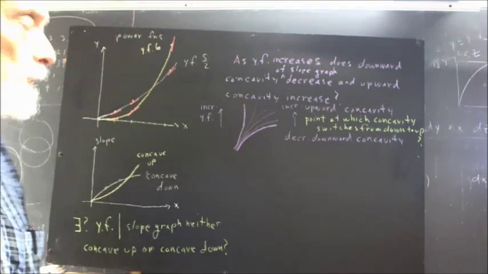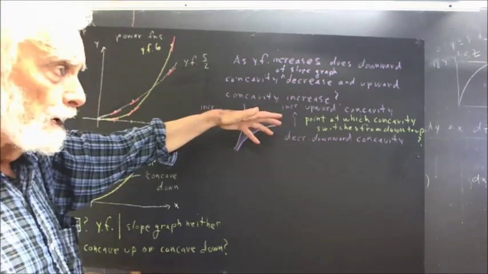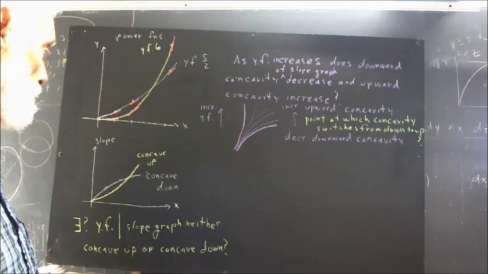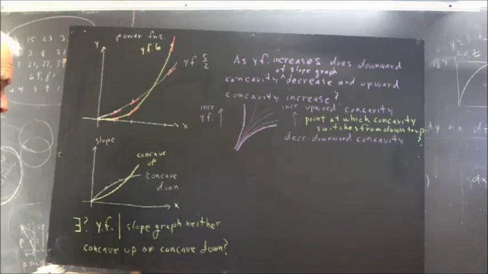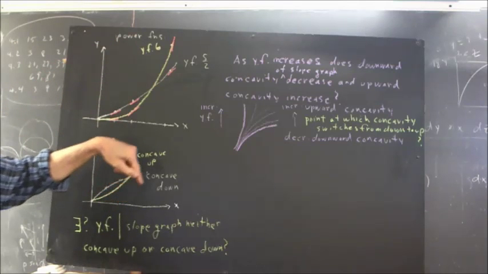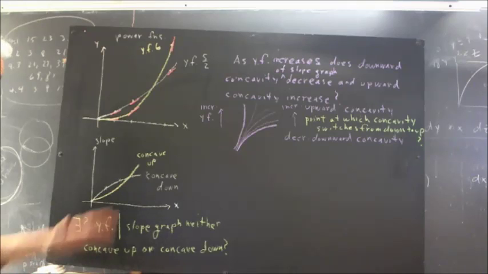Okay. So if the slope graph is downward concave, does it become less downward concave if you increase the y factor of the original graph? So, does there exist a y factor of the original graph with a property that the slope graph is neither concave up nor concave down? Is there a transition point? And if so, at what y factor?